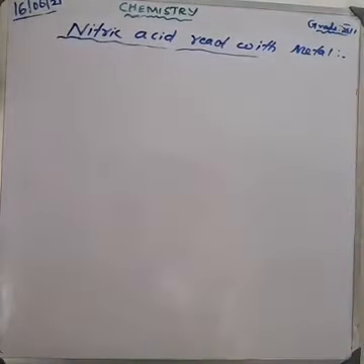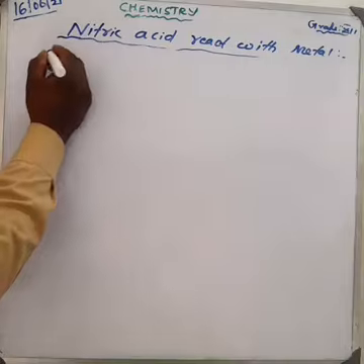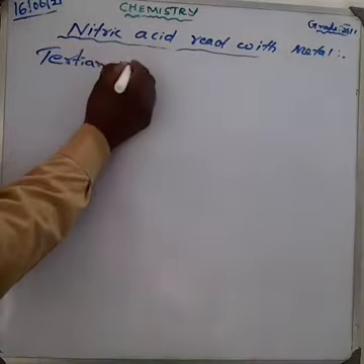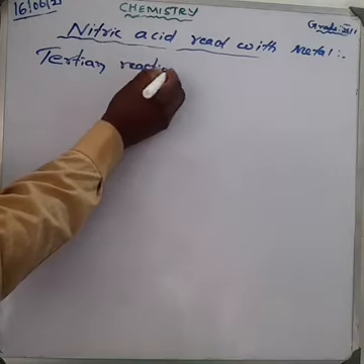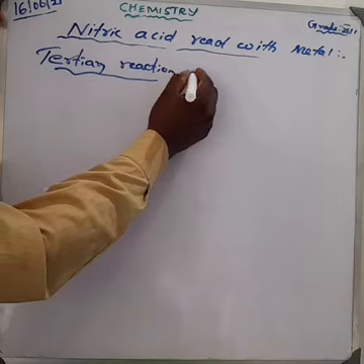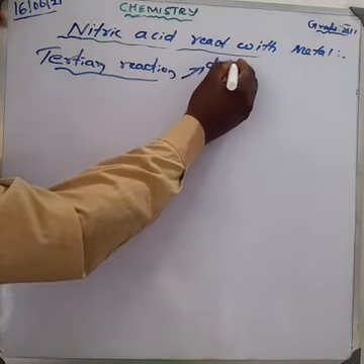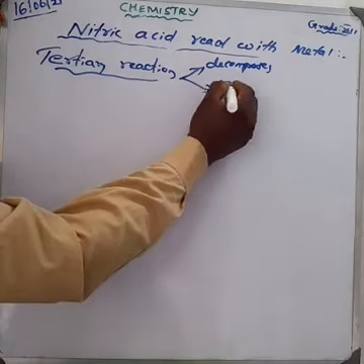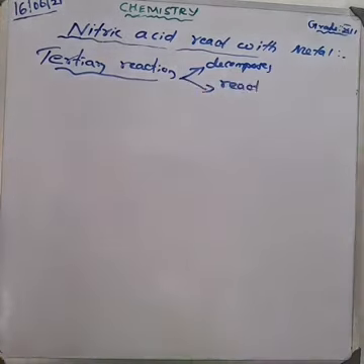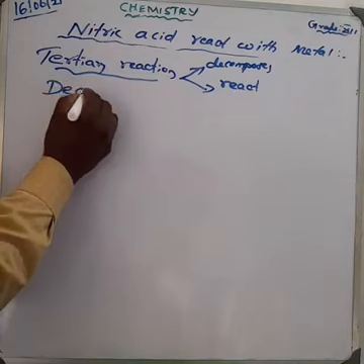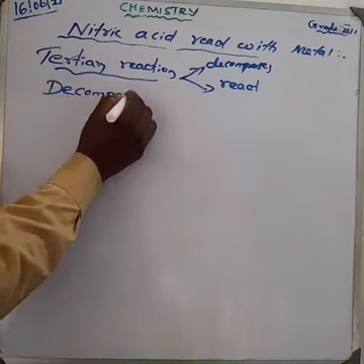What about the tertiary reaction? Tertiary reaction means that in the secondary reaction we get some reduction products. This either may be decomposed or may react to give final products. Am I right? First we can write the decomposition reaction. Decomposition, this is the third step.